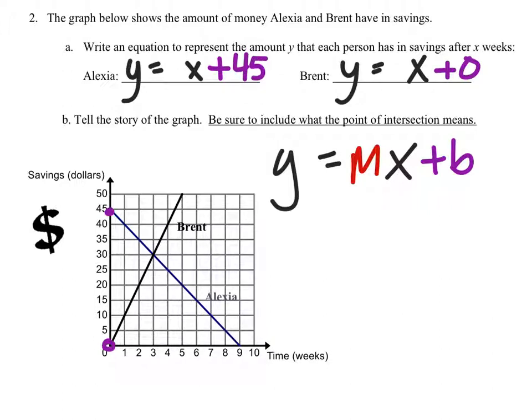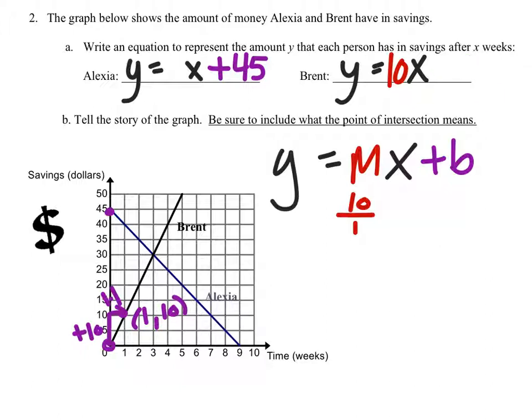Next, we just need to find the slopes of both. So Brett, it looks like after 1 week, he had saved $10. If I use the stair-step method, I went up 10 and then to the right 1, giving us a slope for Brett of 10 over 1, which is just 10. Again, we don't really need that plus 0 right here.